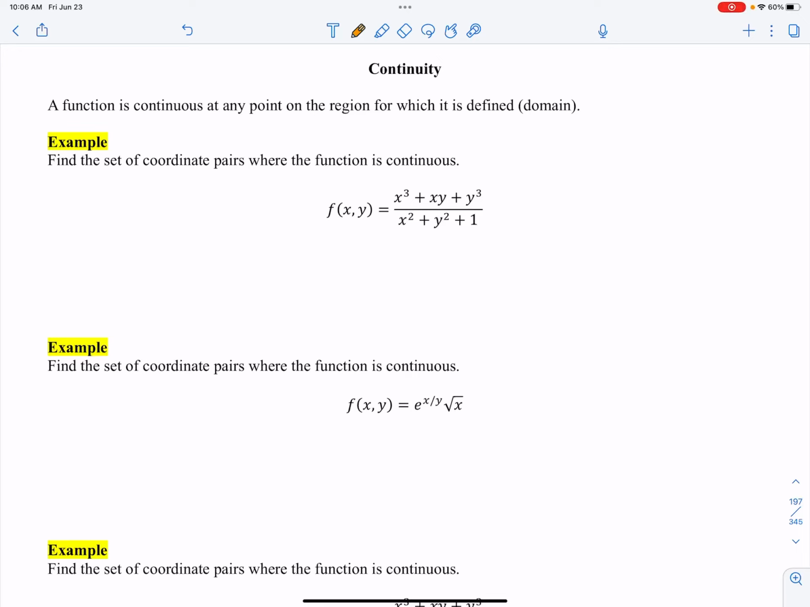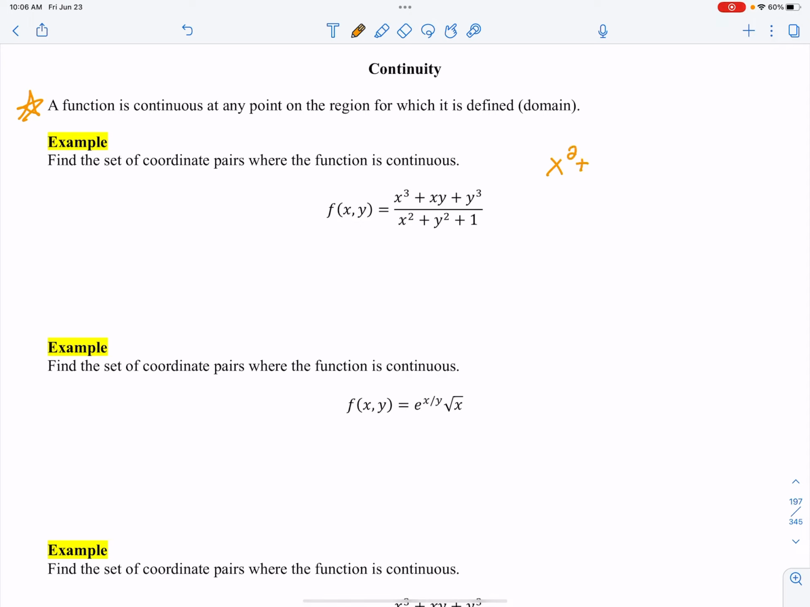This video will continue our discussion of limits with the idea of continuity. In the past, earlier in this course and in Calc 1, we'd use limits to define continuity. Thankfully, when we're talking surfaces, a function is continuous at any point where it's defined. So if we can just find the domain, then we have found where it's continuous. So we just look for discontinuities.